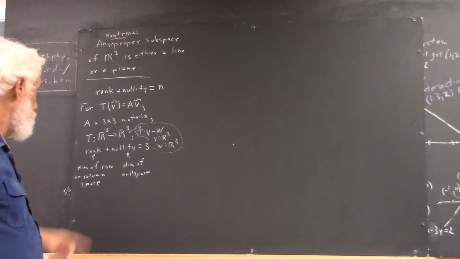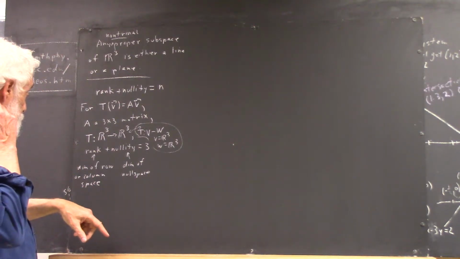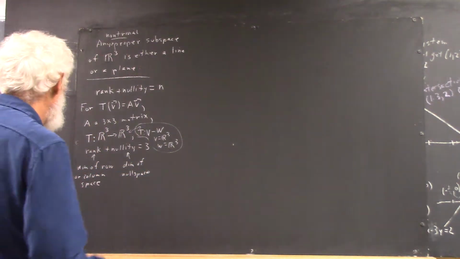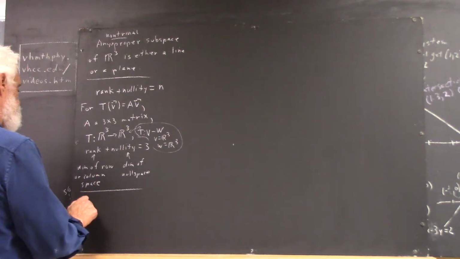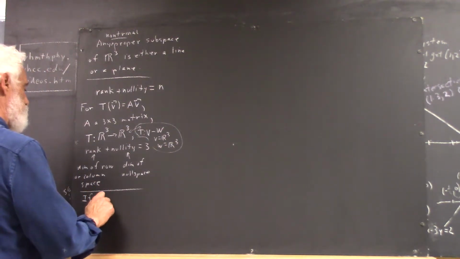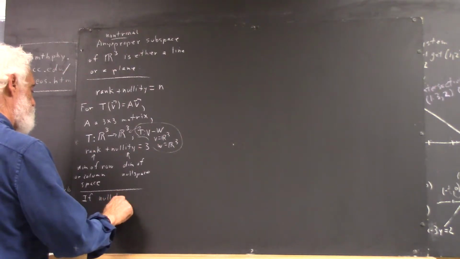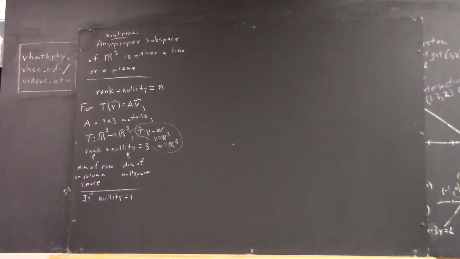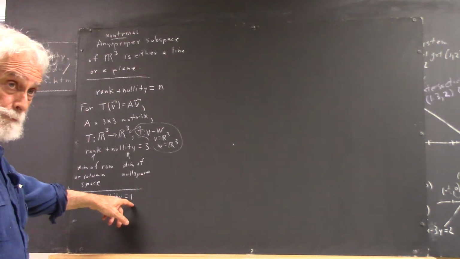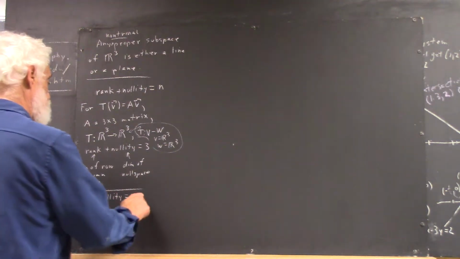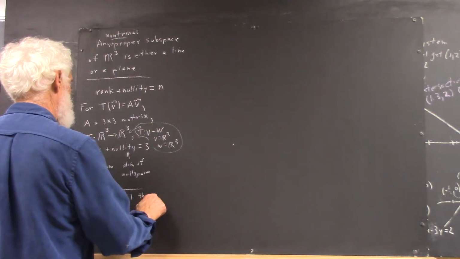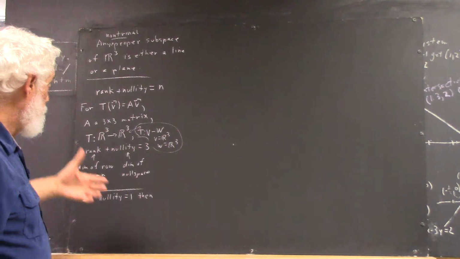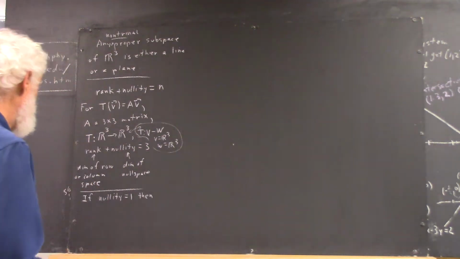The rank is the dimension of your row or column space. The nullity is the dimension of your null space. So, what's your picture? What's the geometry associated with this transformation? Well, if the nullity is 1, then the dimension of your null space is 1. Your null space is just the set of multiples of a single vector, which means everything is on a line.